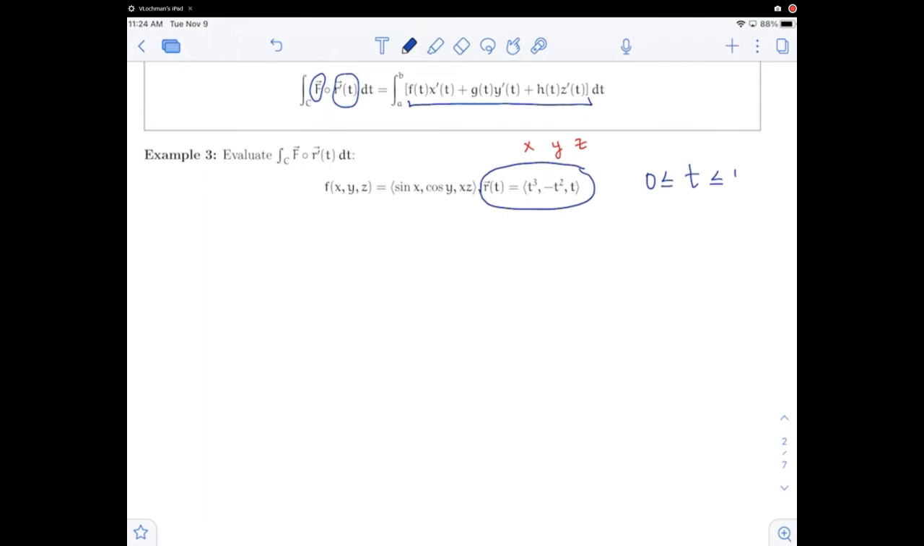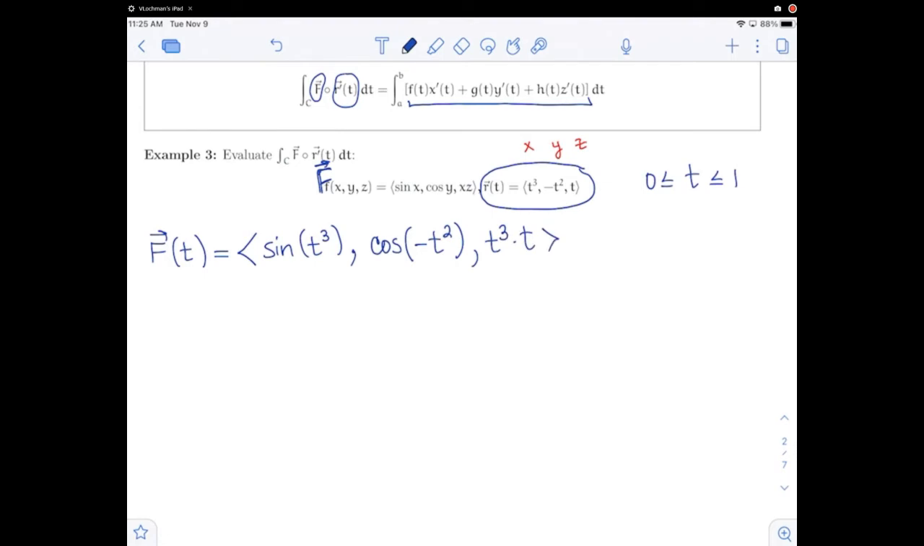What is our first thing? This should be f with an arrow. That's our vector field. Let's rewrite our vector field in terms of t only. What is it? Sine of x, so that's going to be sine of t cubed. Then I have cosine of y, so that's going to be cosine of negative t squared. And then x times z, that's t cubed times t.